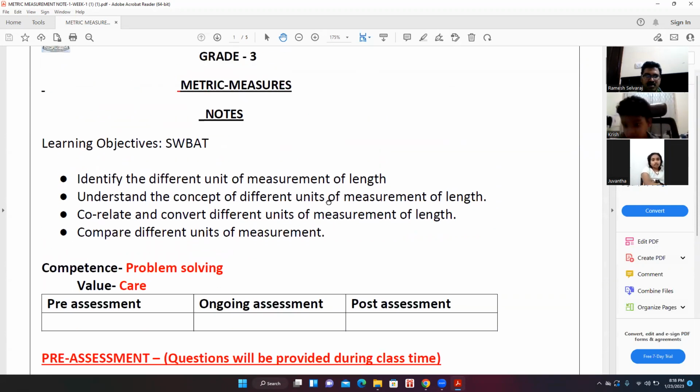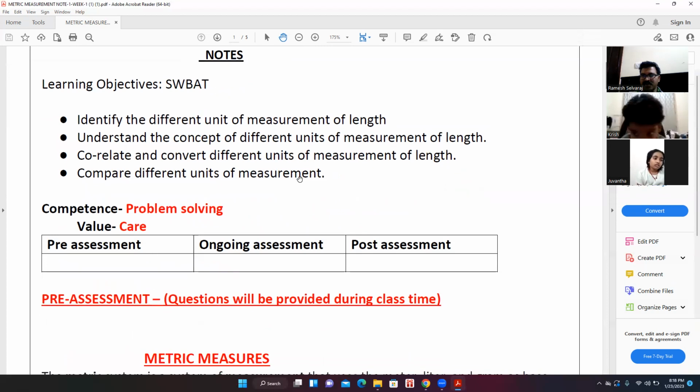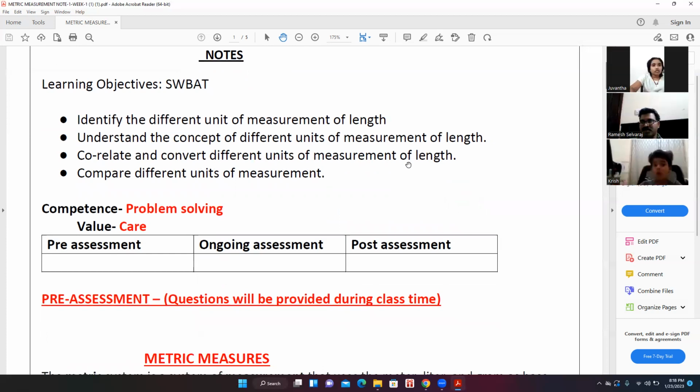You are able to see my screen, right, Juvanta? Okay. So today we will talk about a different unit of measurement of length. We were talking about centimeter, millimeter, meter, and all, right? So today once again we will revise the units of measurement of length. Then we will understand the concept of different units of measurement of length and correlate and convert them. That means how to convert from the centimeter to, yes, Jwanta, millimeter.